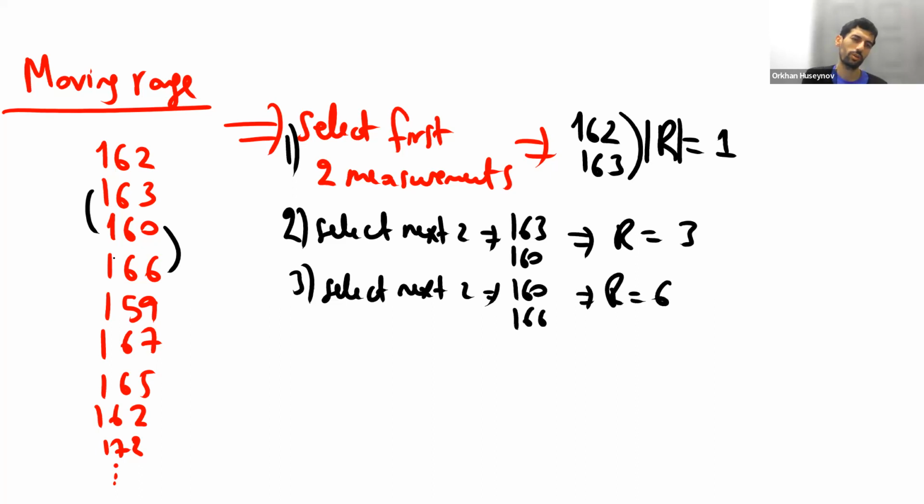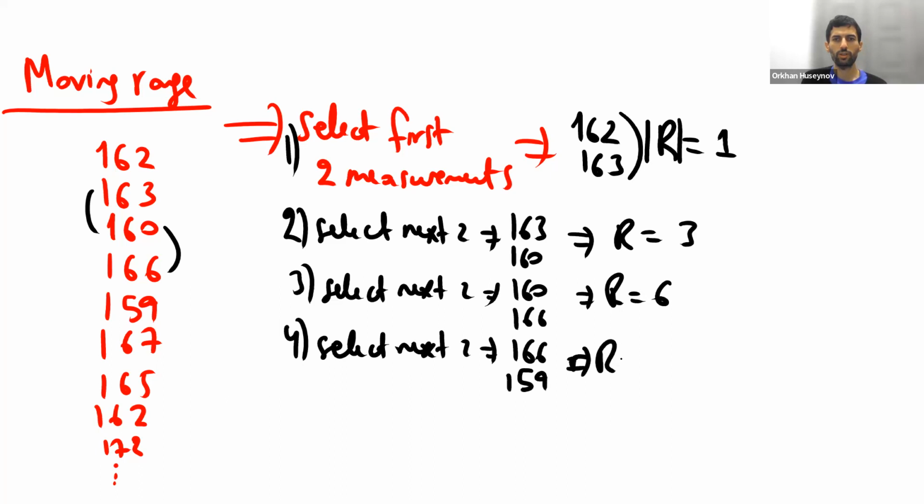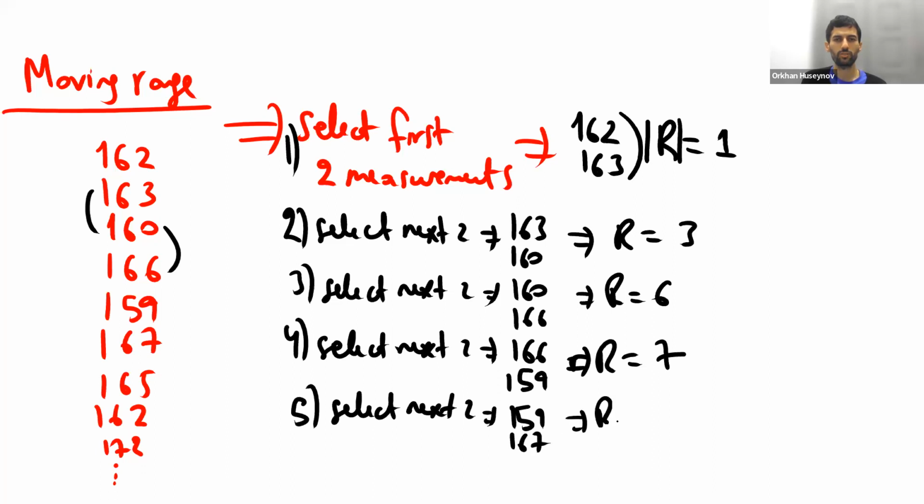So I just step one by one. Then for the fourth, I select the next two, 166 and then 159. The range value for this one will be 7. And then I select the next two, 159 and then 167. The range value for this one will be 8. So this way I just go till the end, select the values and find the range.